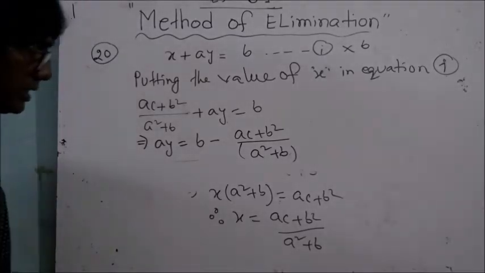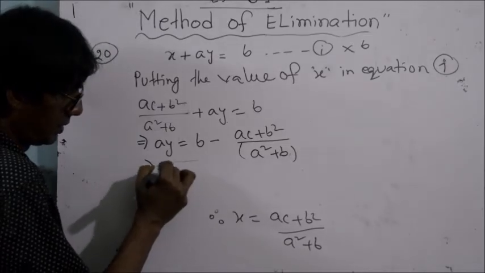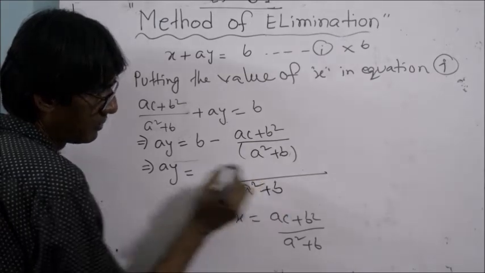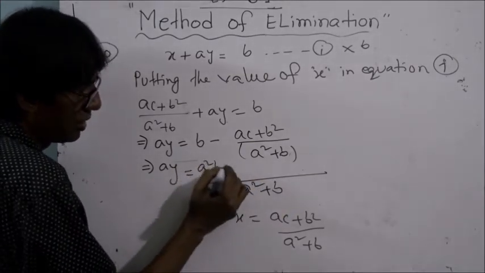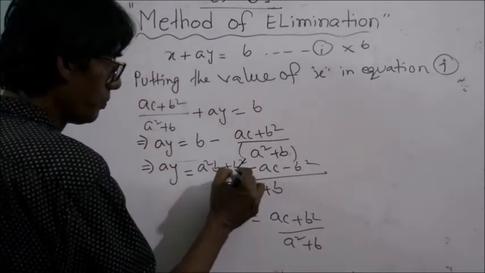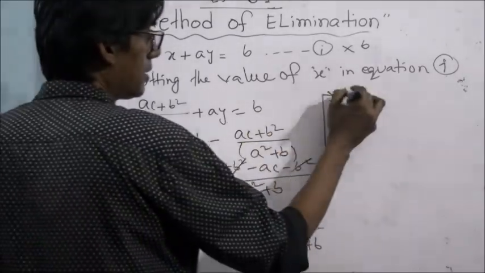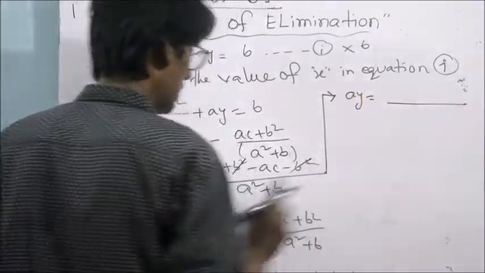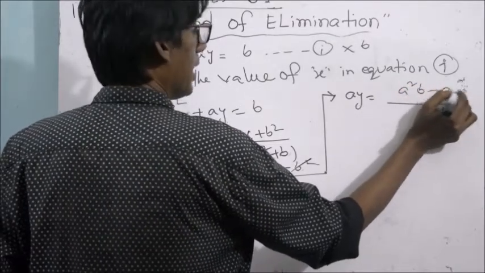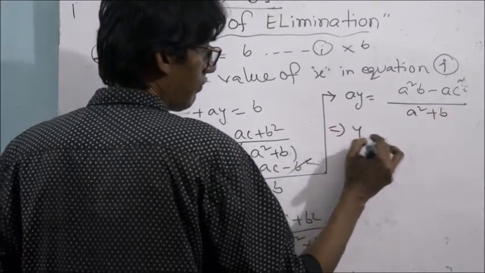Here again, ay equal to, make the LCM here. LCM is a square plus b, so multiply this one: a square b plus b square minus ac minus b square. So b square is omitted. Then come here, ay equal to (a square b minus ac) divided by (a square plus b), for the value of y.